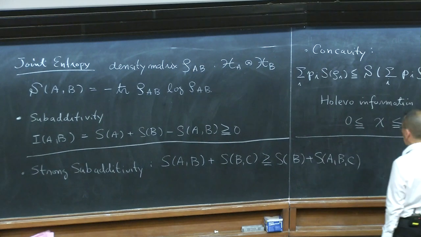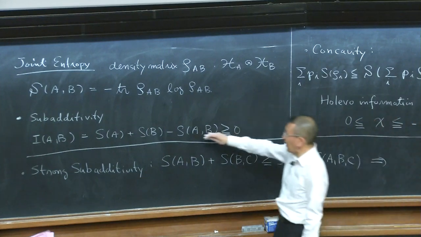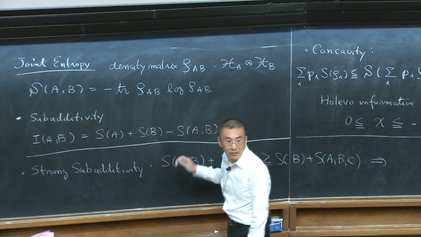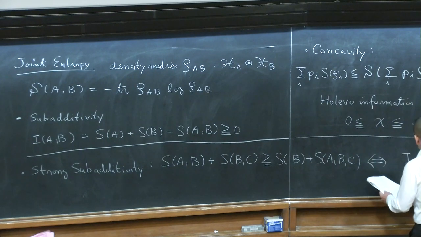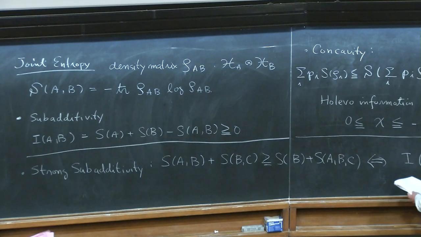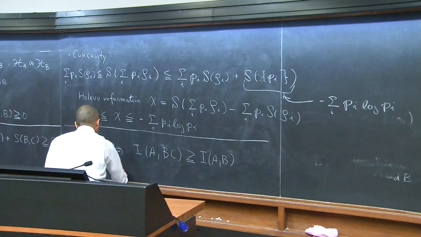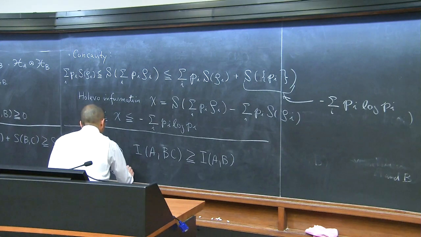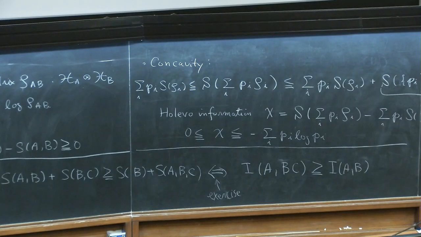But for now, let me mention that if we use the notion of mutual information that I erased, then I can write this strong subadditivity in an equivalent form as I(A:BC) ≥ I(A:B). And I leave this as an exercise for you to check. This is very simple algebra. You just substitute the definition and then check it.